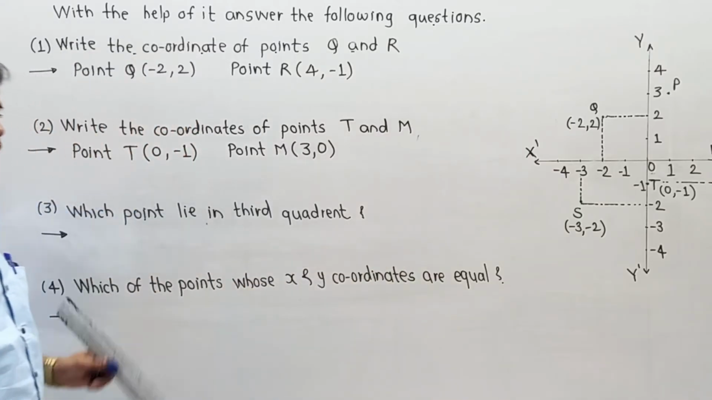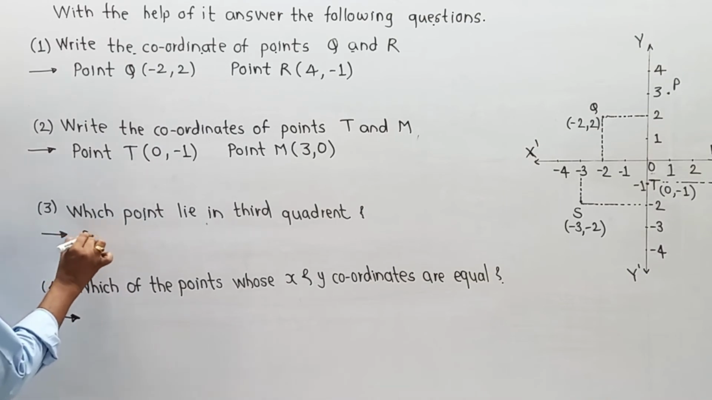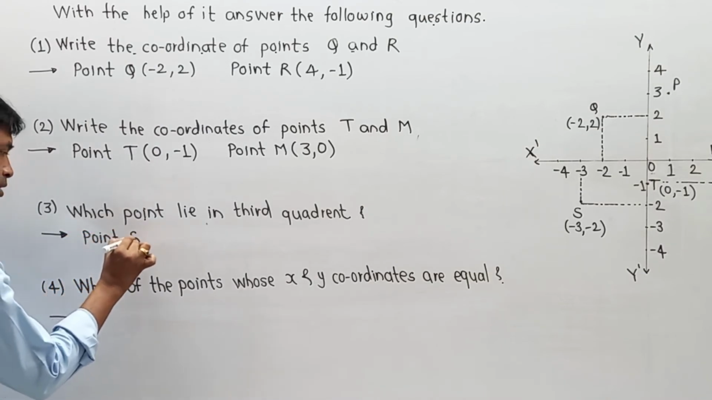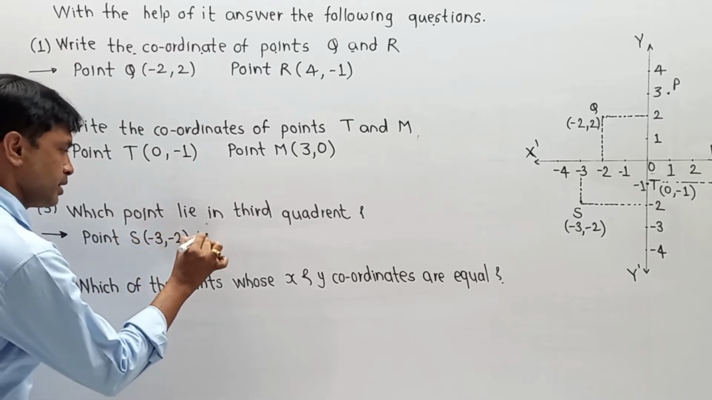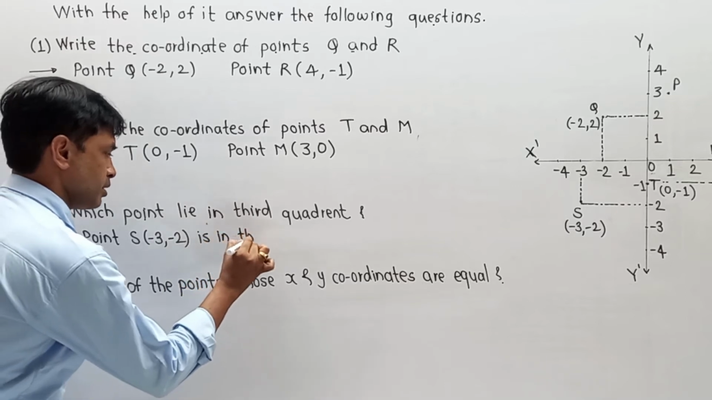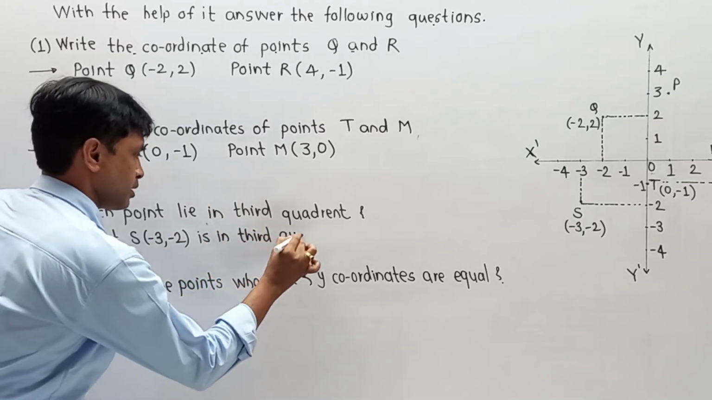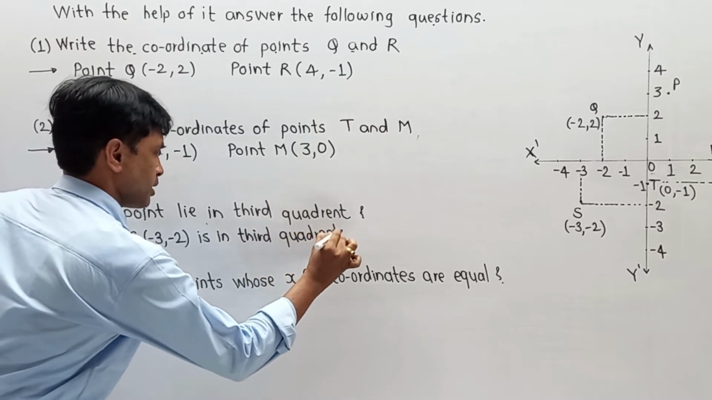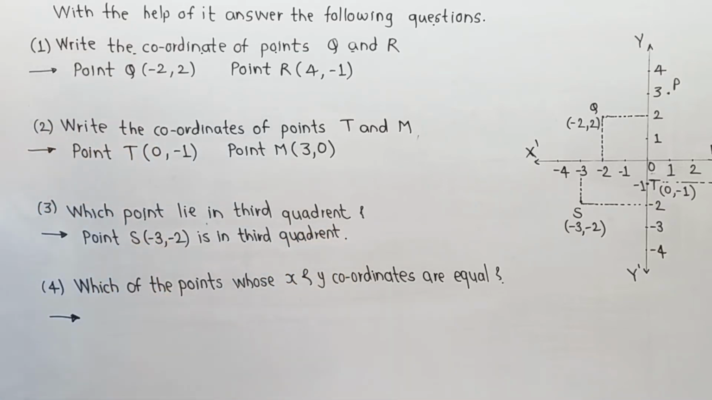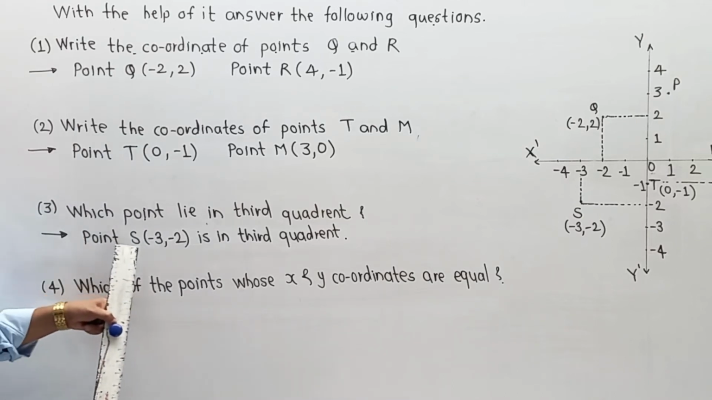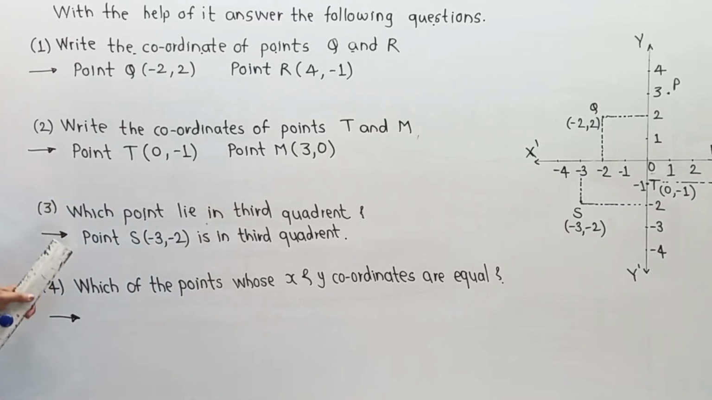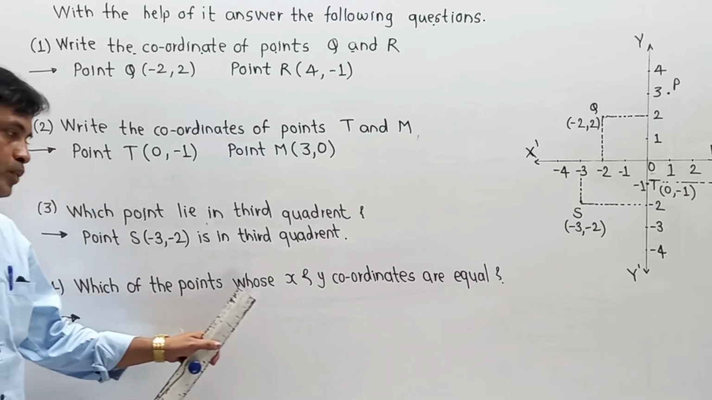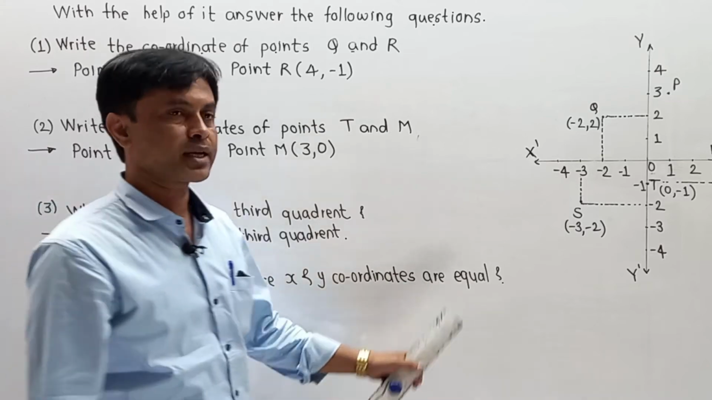Giving the answer over here: point S, that is minus 3, minus 2, is in the third quadrant. They have not asked us the question in terms of coordinates, but still I have added that point S having a coordinate minus 3, minus 2 is in the third quadrant. After giving the answer of the third question, we are moving to the fourth question, which is, which of the points have x and y coordinates equal?